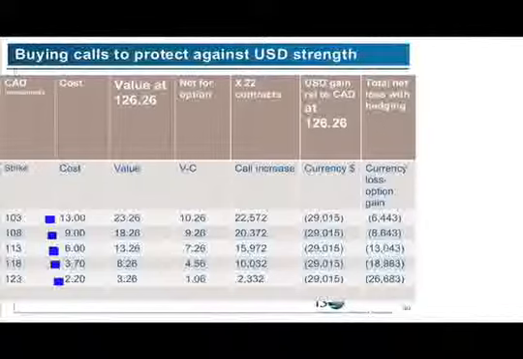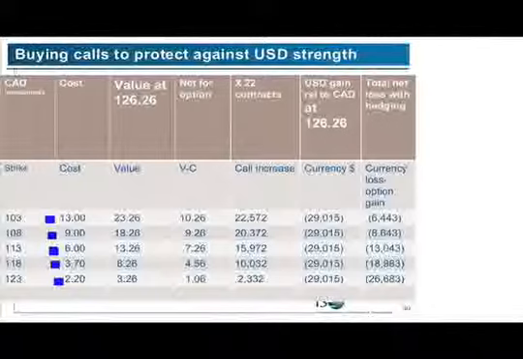So what happens if, based on this hypothetical example, we get up to 126.26, well, we come up with 23.26 all the way down to $3.26. So that's what would be worth. Clean that up. And then I take my value less my cost. And I want to figure out my call increase. So I just multiplied it by 22 contracts. So that's how much I'm benefited by buying the call option.